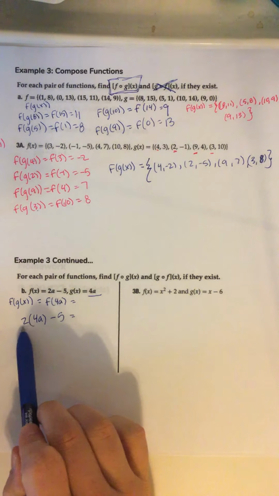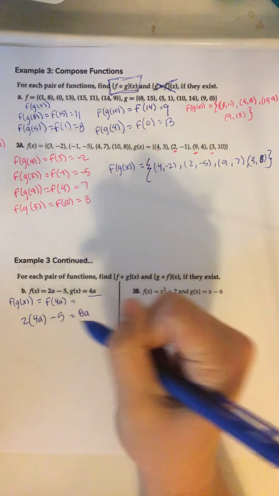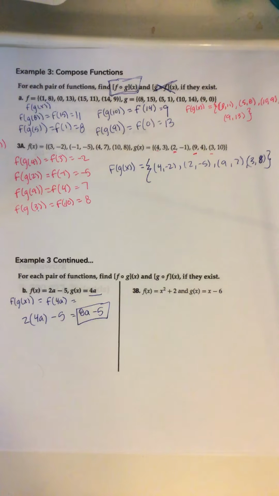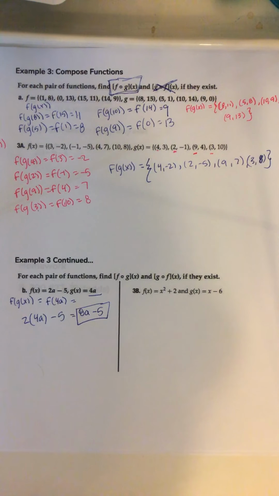So we would have 2 times, everywhere I see an a, I'm going to plug this in, 4a minus 5. Well, right here I can just multiply. 2 times 4 is 8, and I have the a minus 5. And that's how we're going to do these composition of functions with functions and not just ordered pairs.